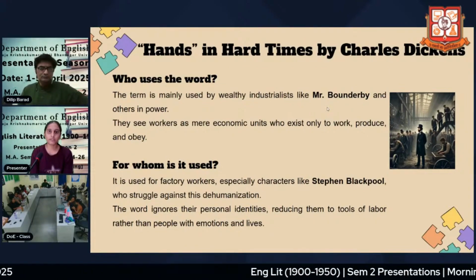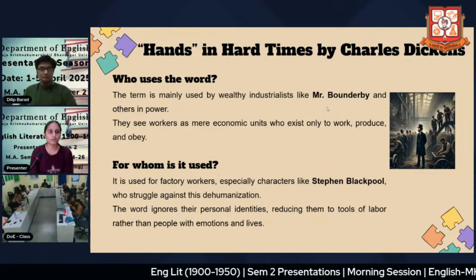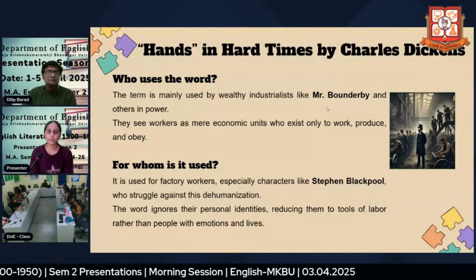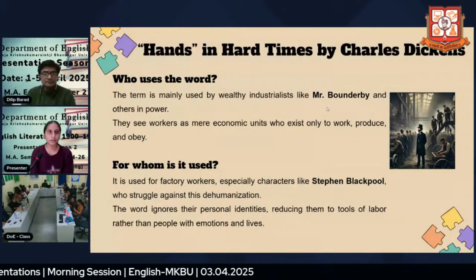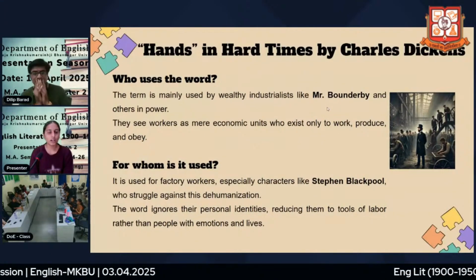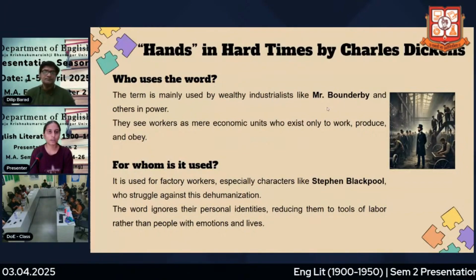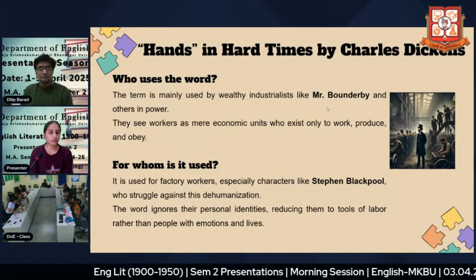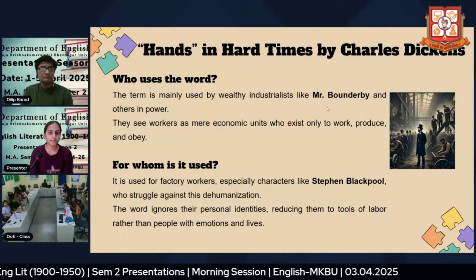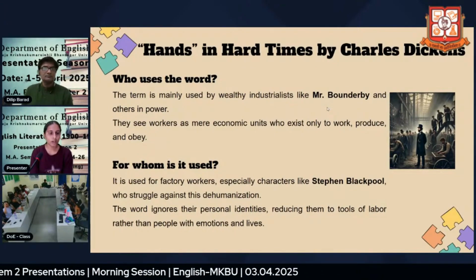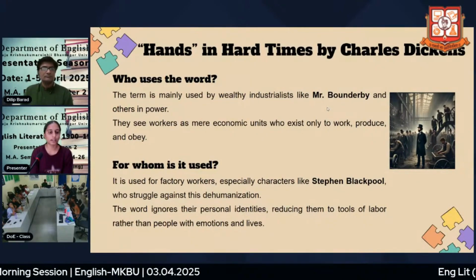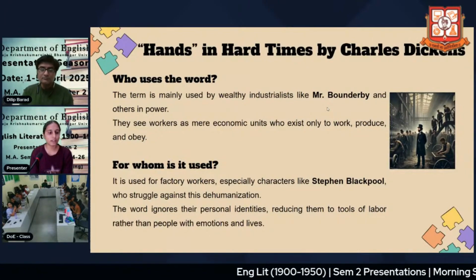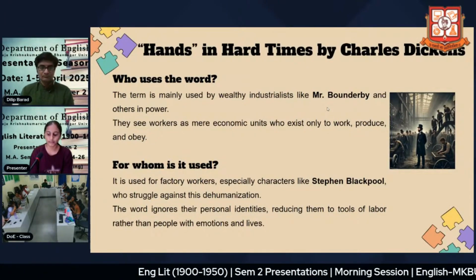In Hard Times, we find one particular word, "hands," used for working-class people. Industrialists like Mr. Bounderby and other people in power use this word to show their economic superiority. This word is used for factory workers, especially characters like Stephen Blackpool, who struggle against this dehumanization. The word ignores their personal identity and reduces them to tools of labor rather than people with emotional lives.